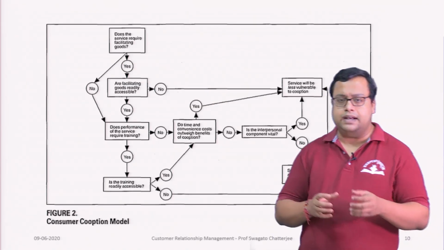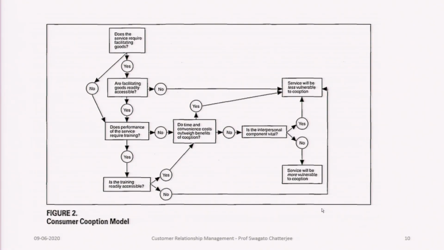Now, how do you decide when customers can become your competitor? Does the service require facilitating goods? I have known from the previous chart what facilitating goods are. If yes, then you come here. If no, you come down. If it has facilitating goods, are they really accessible? If they are not really accessible, then the service will be less vulnerable to co-option. Co-option means the customer becomes your competitor. That probably might not happen because the facilitating goods are not so accessible in the market.